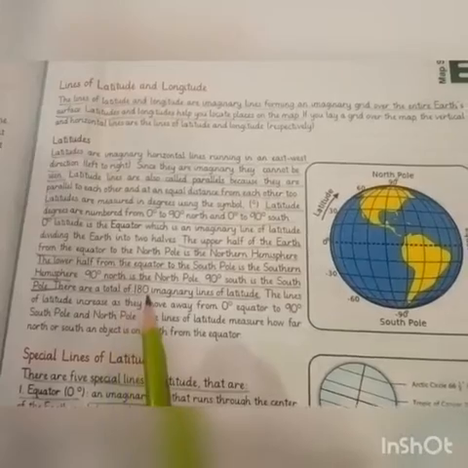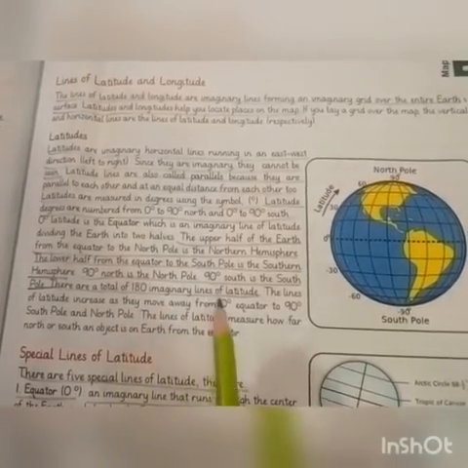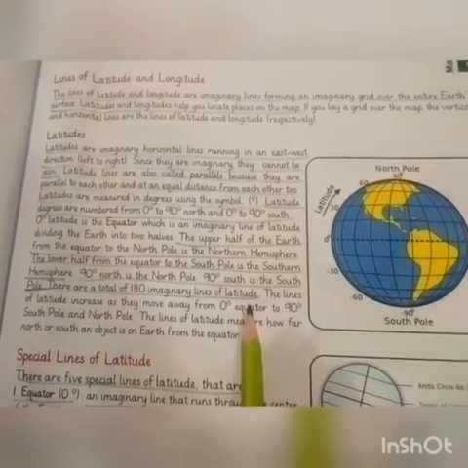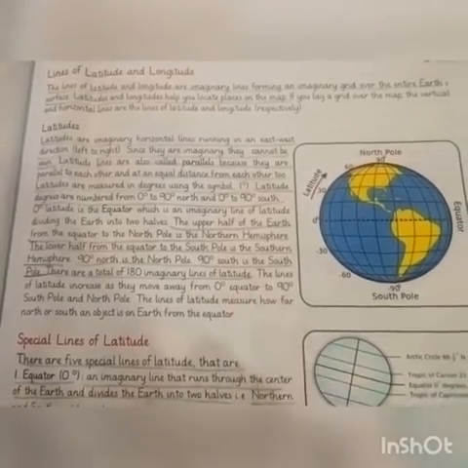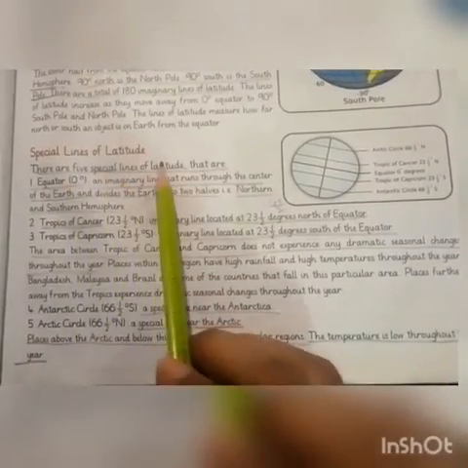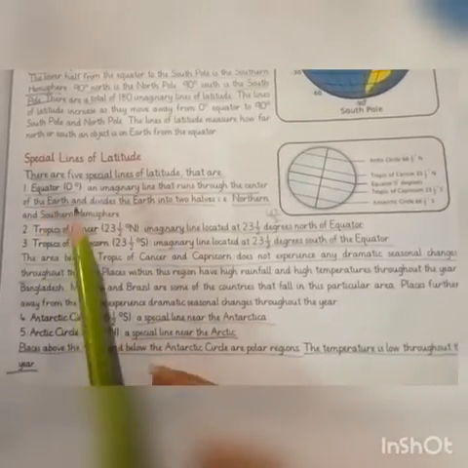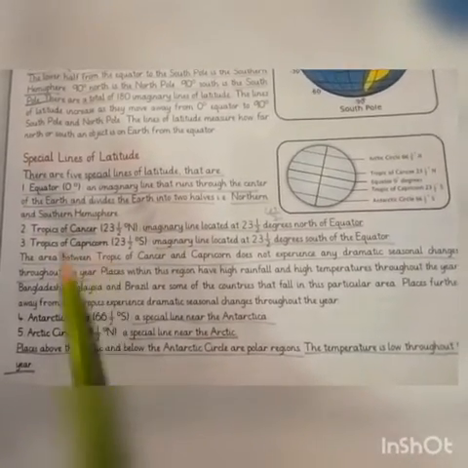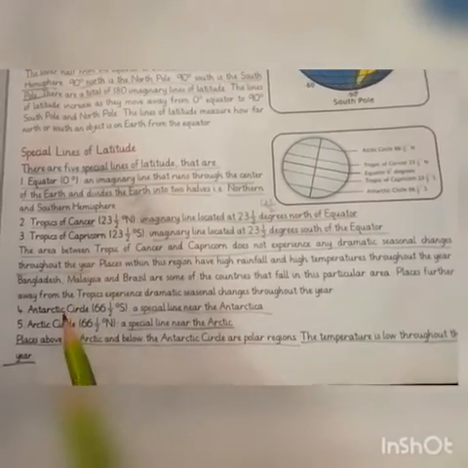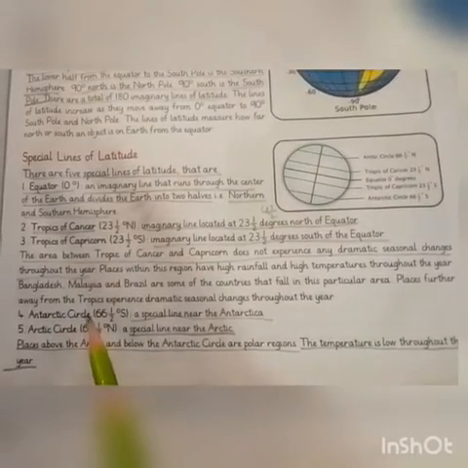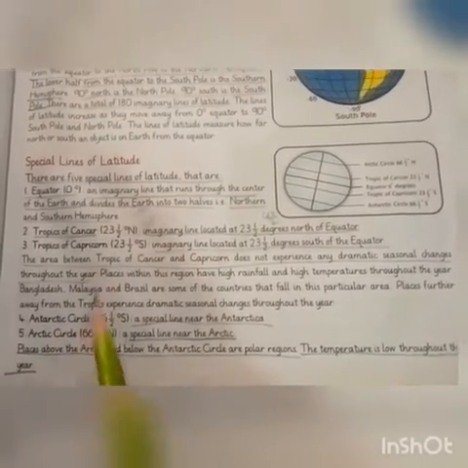There are a total of 180 imaginary lines of latitude. Special lines of latitude. There are 5 special lines of latitude: the equator, Tropic of Cancer, Tropic of Capricorn, Antarctic Circle, and Arctic Circle.